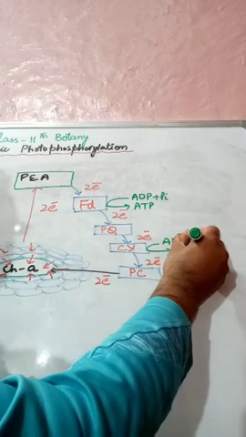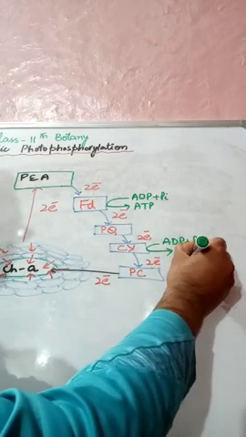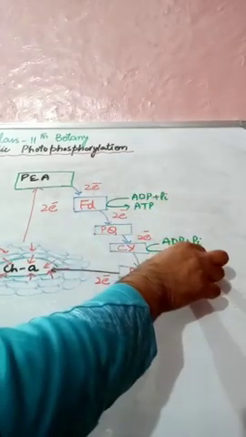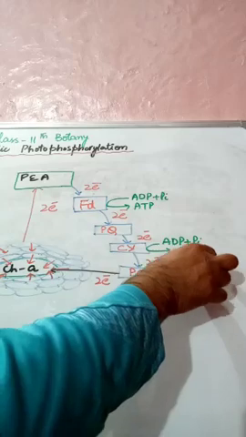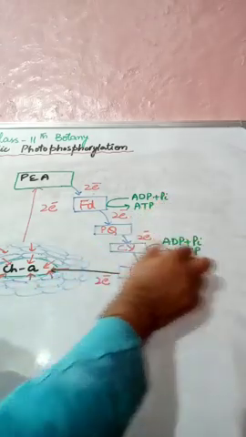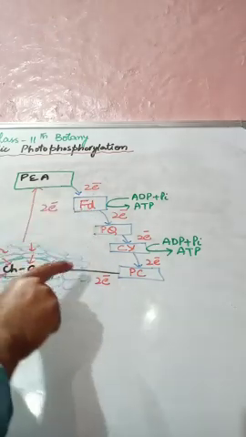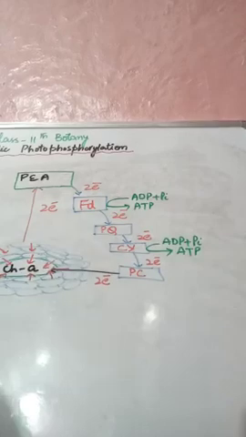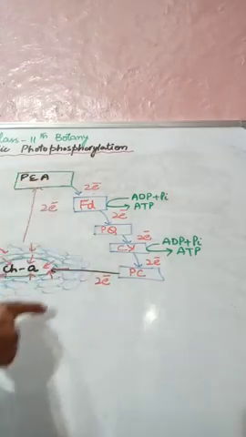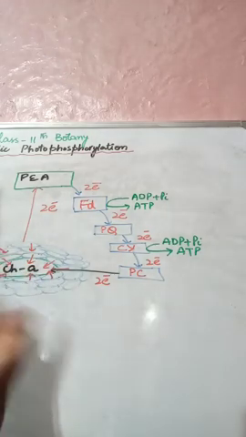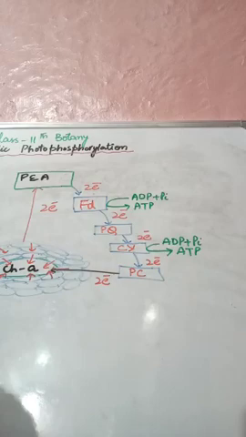ADP plus... here again. So we will see there are two places where ATP synthesis takes place. One place is at the ferredoxin, and the second at the cytochrome. Now we will see no photolysis of water takes place in this case. That photolysis of water releases the two electrons, and these two electrons are accepted by the photosystem first.